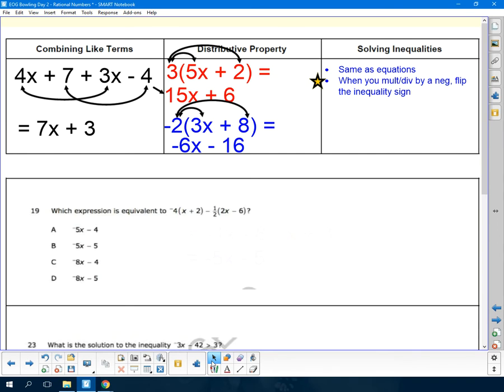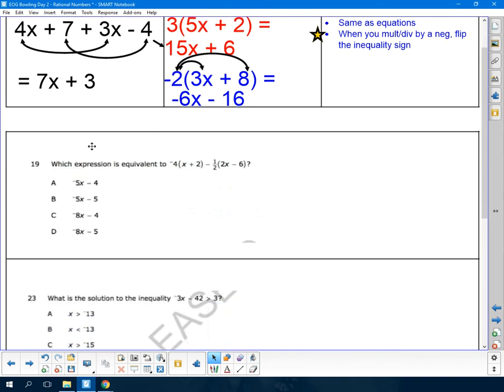Okay, so I'm going to do those 2 practice problems for you, 2 of those on the front. The first one says, which expression is equivalent to negative 4 times (x plus 2) minus half of (2x minus 6)? These are 2 distributive property situations, and we're going to just combine the like terms after we simplify them. I'm going to do negative 4 times x and negative 4 times 2, and I'm going to get negative 4x minus 8. And I'm going to keep the subtraction sign in the middle.